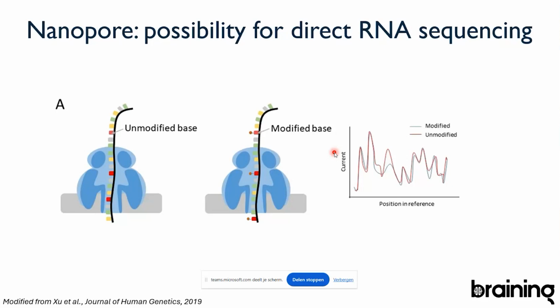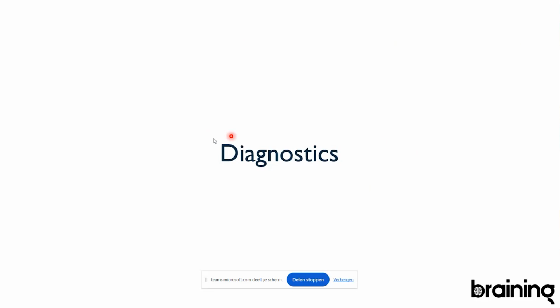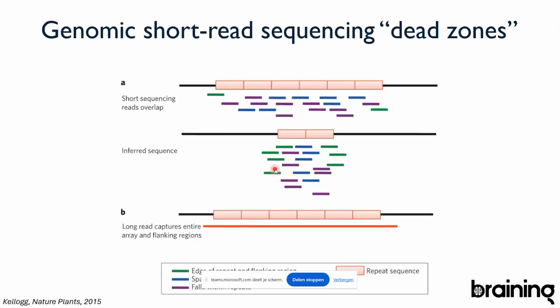Okay. However, if we go a bit towards the clinic, long-read sequencing can also have an important impact in terms of diagnostics, right? So I told you before that one of the pitfalls of short-read sequencing are repeat regions, for example. The genomic regions that are not easily mapped by short-read sequencing, we call them dead zones. So let's assume we have a genomic region with 6 repeats, 1, 2, 3, 4, 5, 6 repeats, right? And we do short-read sequencing.